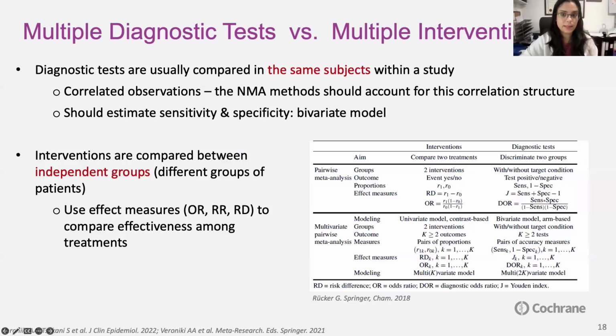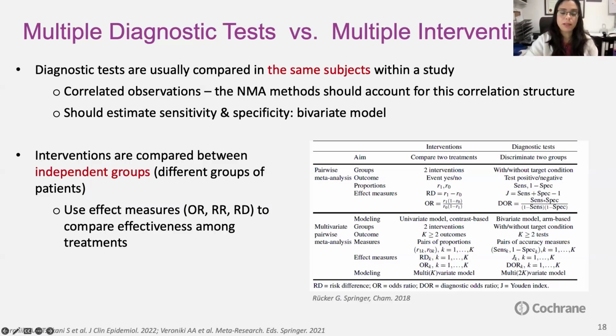Second, the index tests are usually evaluated in the same participants. So unlike interventions, which are considered independent, there are dependencies and correlations that should be taken into account in DTA studies. So you may know that interventions are compared between independent groups. So we have different groups of populations, different groups of patients. And there we can obtain the ratio or the absolute measures, the odds ratios, the risk ratios or risk differences to compare the efficacy between the treatments.